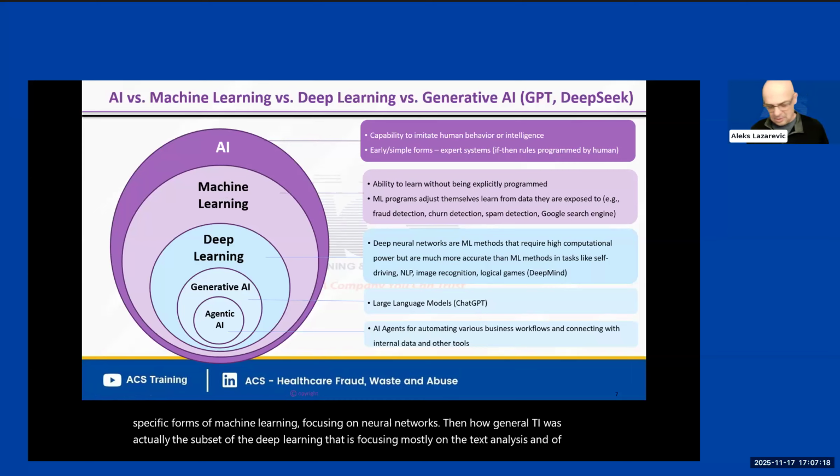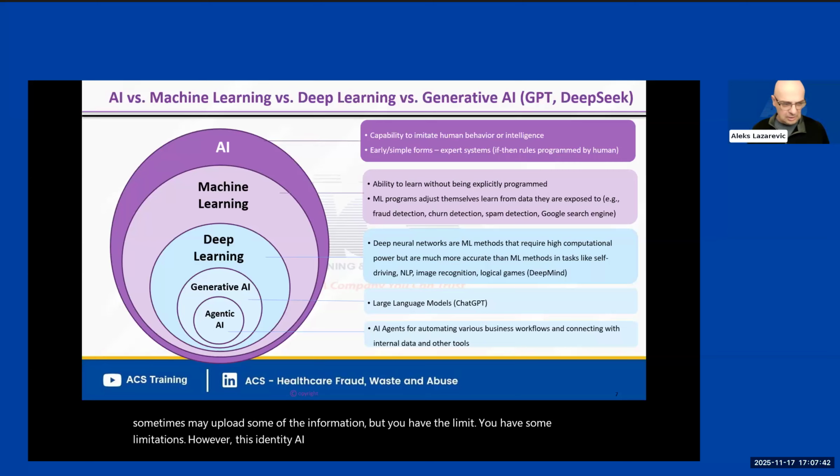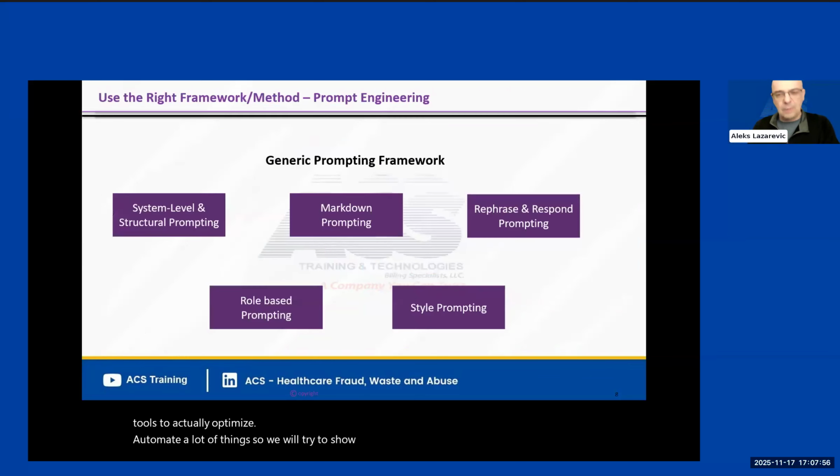on optimizing and automating different kinds of business workflows by accessing your internal data and accessing different kinds of tools. You all know that, for example, if you ask GPT, you sometimes may upload some information, but you have some limitations. However, agentic AI will enable you to not only upload a much larger volume of data, but also connect to your database and to other tools to optimize and automate a lot of things. So we will try to show a few examples in this area as well.